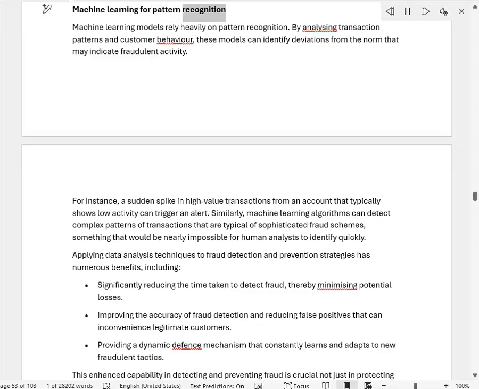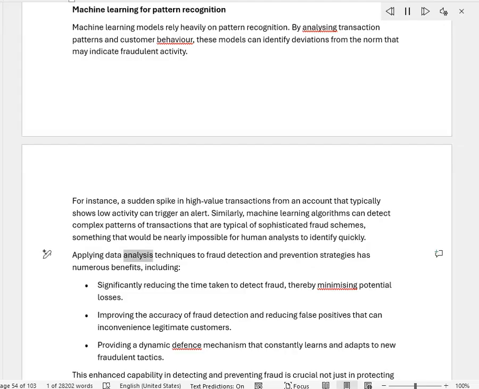Machine learning for pattern recognition. Machine learning models rely heavily on pattern recognition. By analyzing transaction patterns and customer behavior, these models can identify deviations from the norm that may indicate fraudulent activity. For instance, a sudden spike in high-value transactions from an account that typically shows low activity can trigger an alert. Similarly, machine learning algorithms can detect complex patterns of transactions that are typical of sophisticated fraud schemes, something that would be nearly impossible for human analysts to identify quickly.